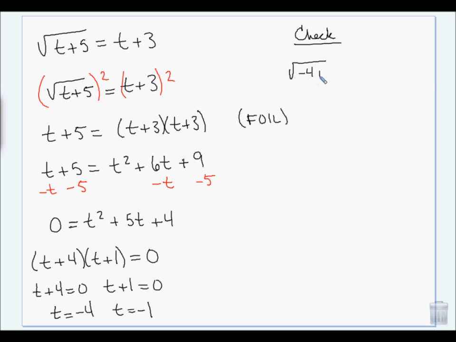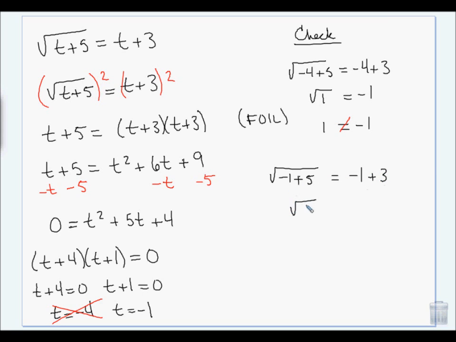So if I put negative 4 in, I get the square root of 1 is equal to negative 1, or 1 is equal to negative 1. This is not equal. So negative 4 is not my solution. I'm just going to double check the negative 1. So negative 1 plus 5 is equal to negative 1 plus 3. So that's the square root of 4 is equal to 2. 2 is equal to 2. This is good, so this is good.